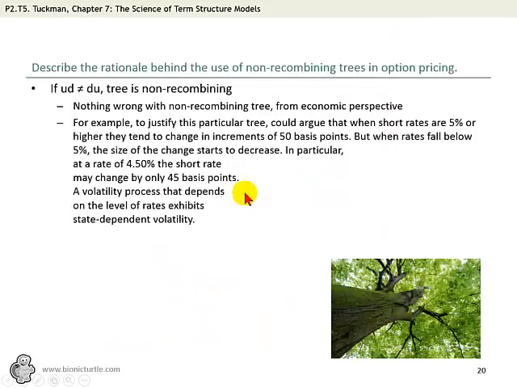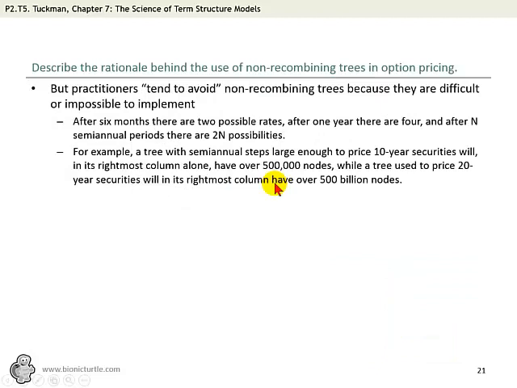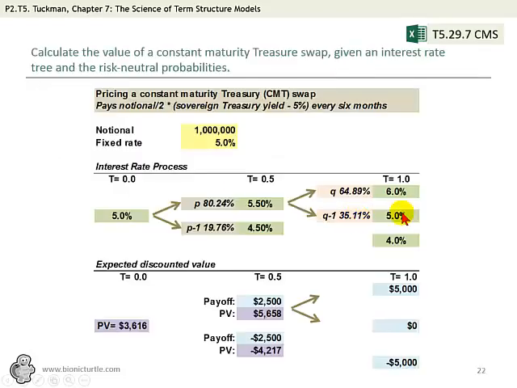And the rationale behind the recombining tree is basically that it's practical. There's nothing wrong with doing it. The problem is that otherwise we end up with lots of different nodes. Notice this: a tree with semi-annual steps large enough to price 10-year securities will in its rightmost column have over 500,000 nodes. Wow, that's very high. It's hard to believe it's so high. So there's really nothing wrong economically with non-recombining. It's practical. We just have a lot fewer nodes to deal with.